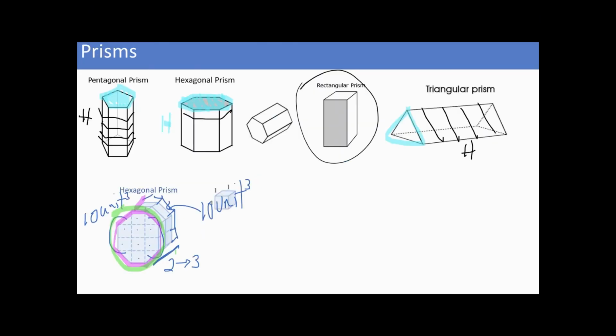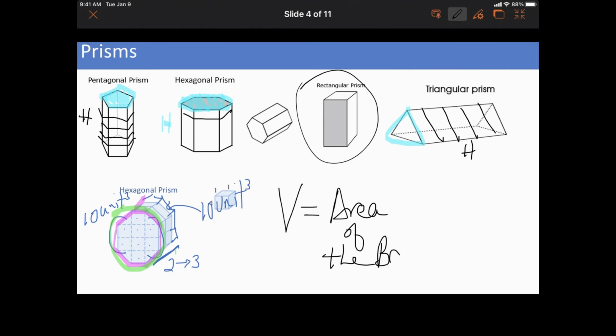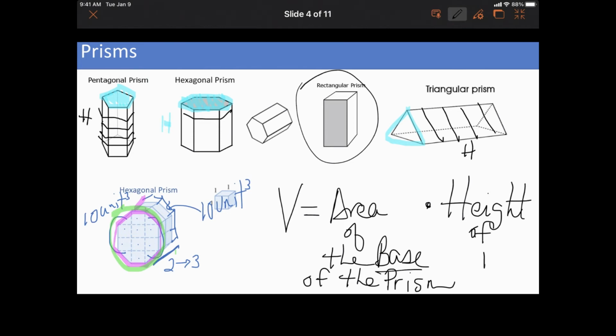So, what is that formula? Well, the volume formula turned out to be the area of the base. And when you say base of the prism, right? Times the height of the prism. Remember, the height or altitude is the distance between the two bases.